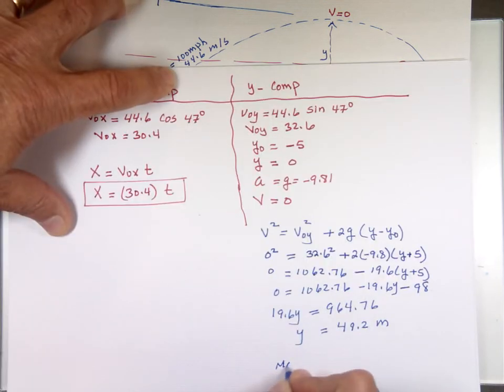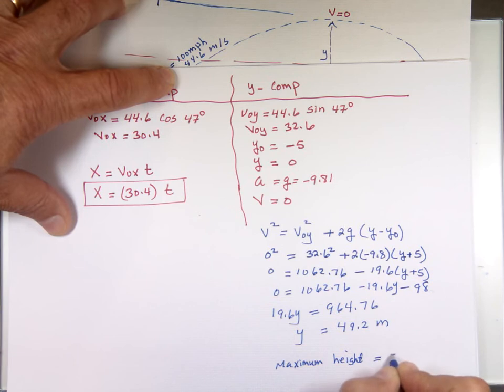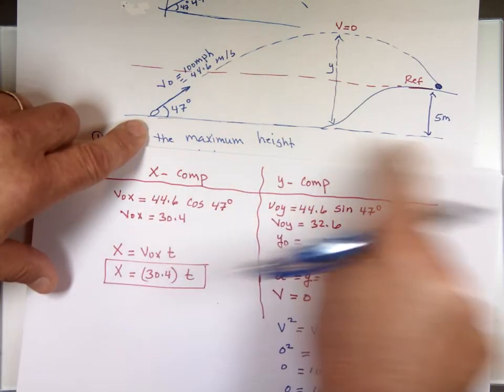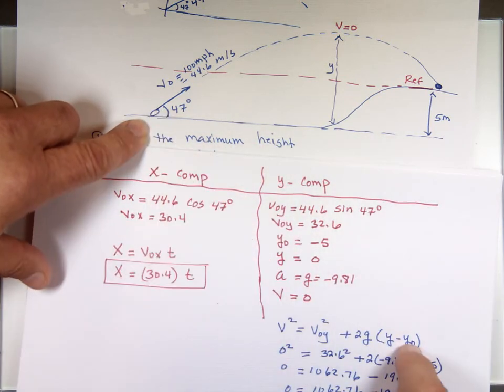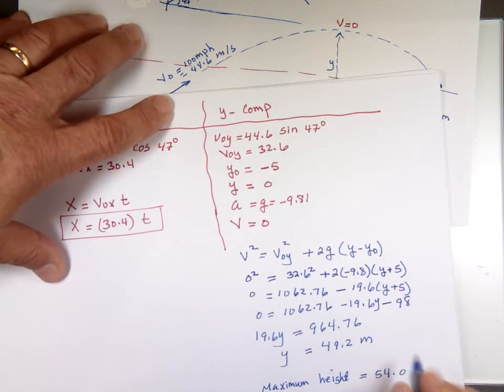So if you plug in not 5 but negative 5, you would get... Now if you use this as reference, the initial height was 0. You put a 0 there for this, and you end up with 54.2, or 4, whatever that number is.